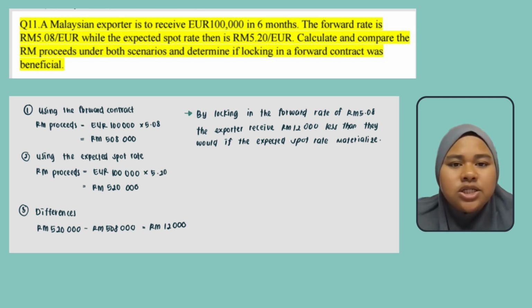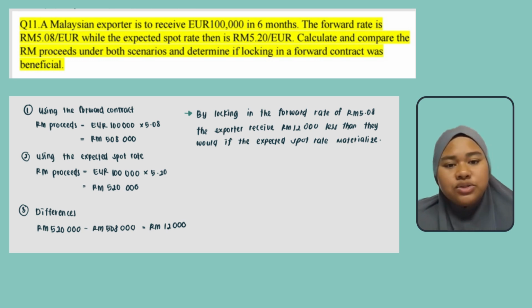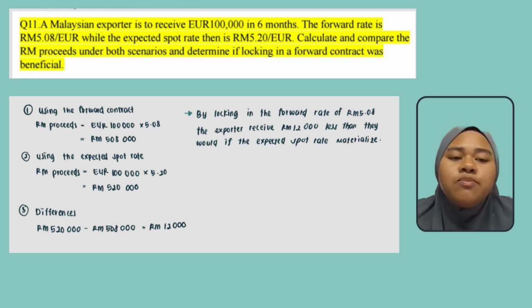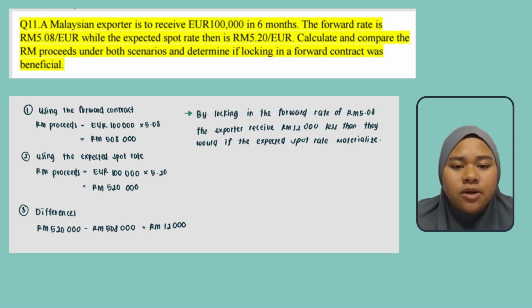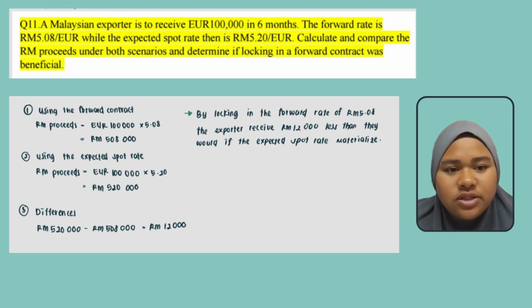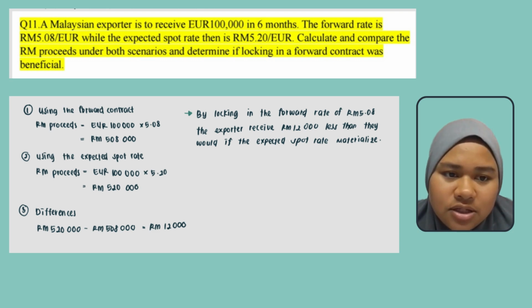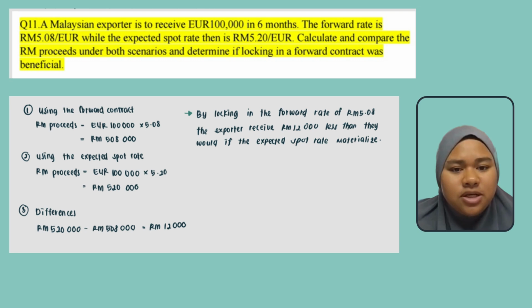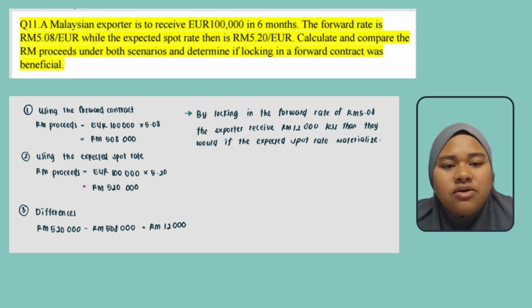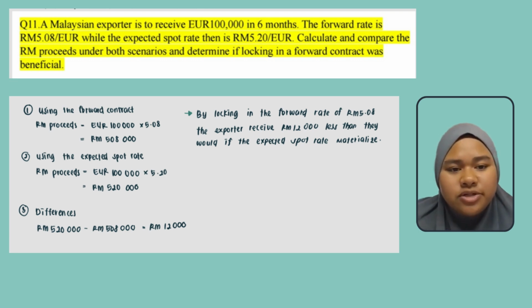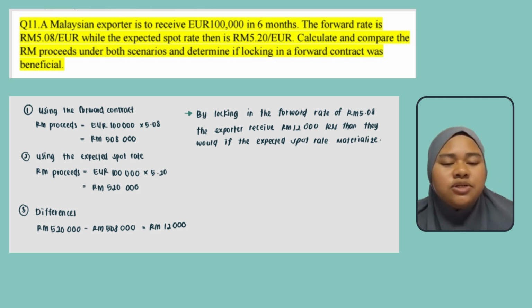The next question is, I need to explain the use of a forward contract for a Malaysian exporter who is expecting to receive payment in euros, and how this can affect the ringgit proceeds compared to using the future spot rate. The given details: the exporter is to receive about 100,000 euros in 6 months, and the forward rate is 5 ringgit 8 cents per euro. The expected future spot rate is 5 ringgit 20 cents per euro.